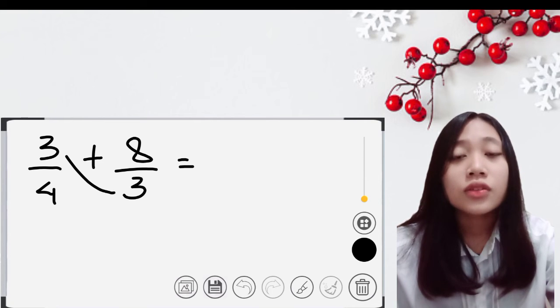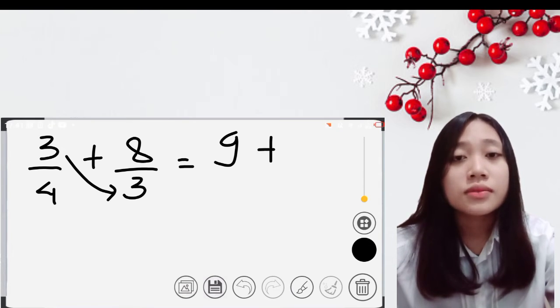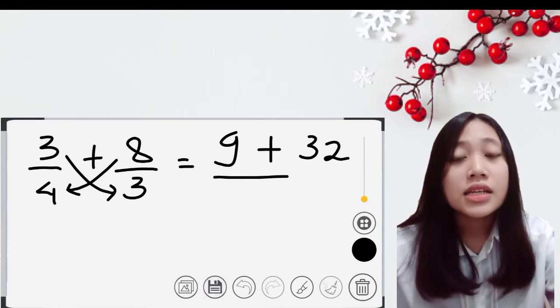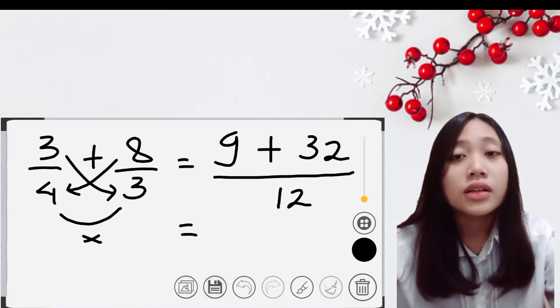So 3 times 3 equals 9. Because this is a form of addition, we write here plus. Then 8 times 4 equals 32. And then the denominator is 4 times 3 equals 12. After that, 9 plus 32 equals 41. And the denominator is 12. So the answer is 41 over 12.